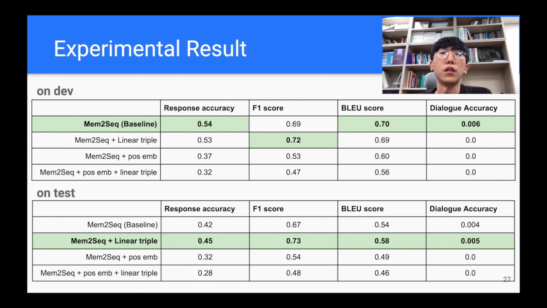Okay, first, let's look at the results on the development set. The baseline shows the better results on most of the measurements, slightly outperforming the linear triple model. However, Mem2Seq with linear triples shows the highest F1 score. On the test set, Mem2Seq with linear triple shows the best performance in all metrics.